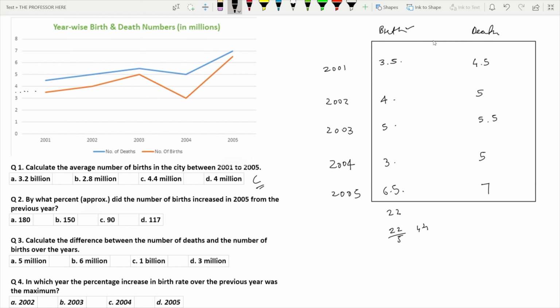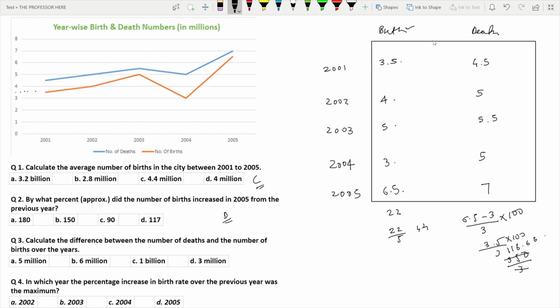Question number 2. By what % approximately did the number of births increased in 2005 from the previous year? So number of birth in 2005 is 6.5 and number of birth in previous year 2004 is 3. So the difference is 6.5 minus 3 divided by the initial number of births, which is 3, into 100. So that becomes 3.5 divided by 3 into 100. 350 divided by 3. Okay. So the answer is approximately option D, 117.